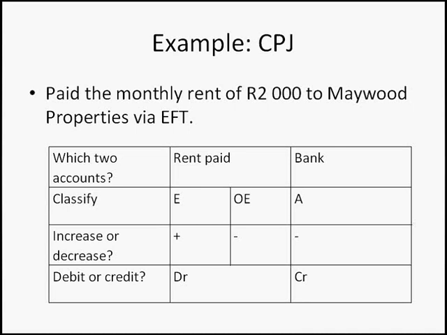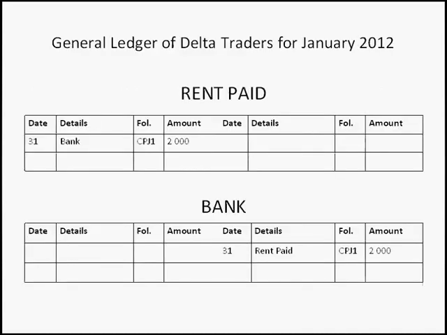So what will the general ledger look like then? The 2 accounts are rent paid and bank, and again the details column in each of those will show the name of the other account that I use. So in the rent paid account, I will have the date being the 31st, details being bank. Folio is the journal where I got this information from, and in this case it will be the cash payments journal, and the amount is 2,000 Rand.